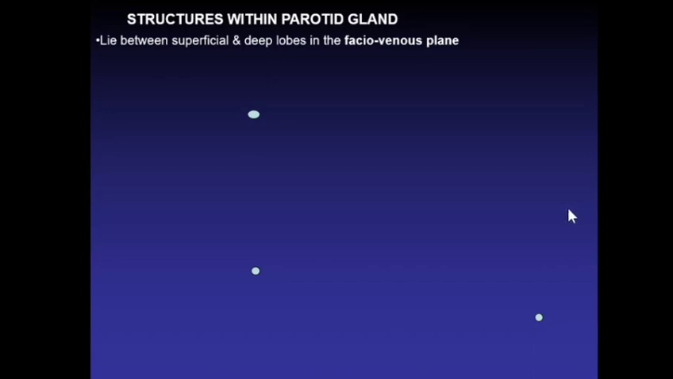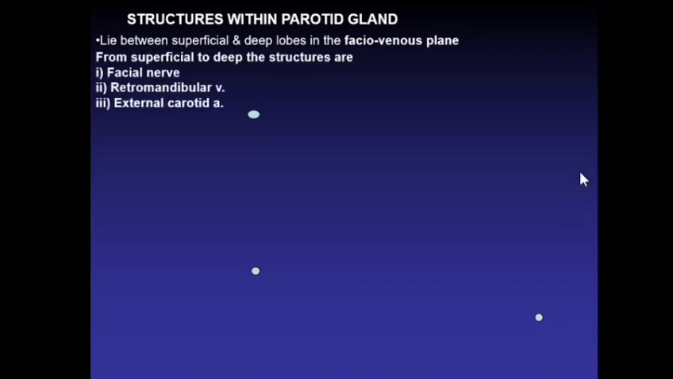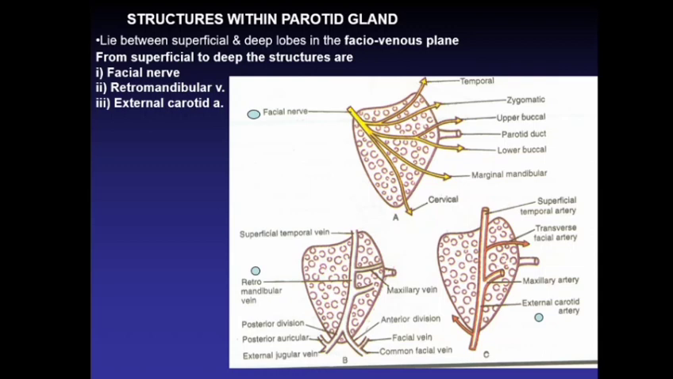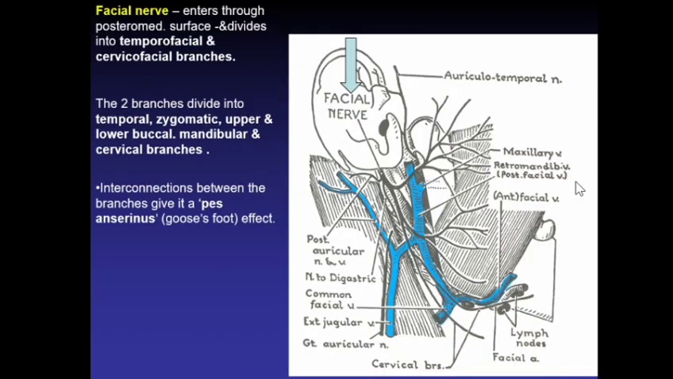Now in the diagram we can see the structures within the parotid gland which lie between the superficial and deep lobe in the fascio-venous plane. From superficial to deep the structures are the facial nerve, retromandibular vein and external carotid artery. We have studied the structures within the parotid gland. So in brief I will be telling you regarding the facial nerve, the retromandibular vein and the external carotid artery.